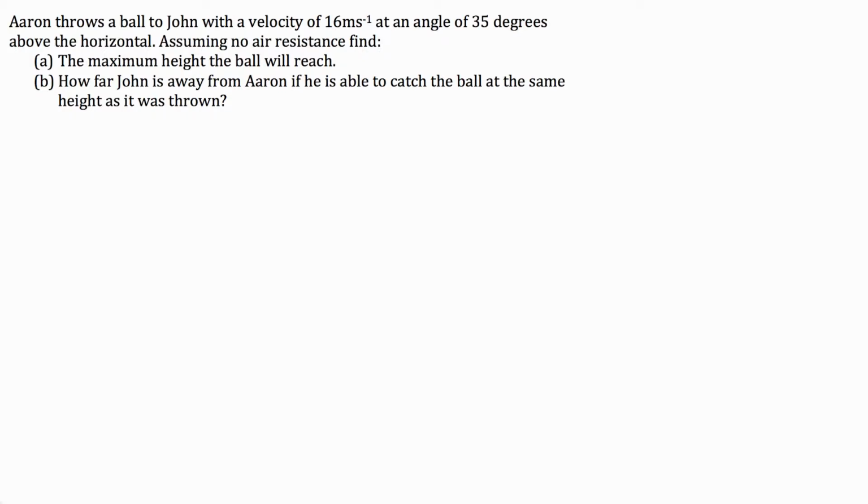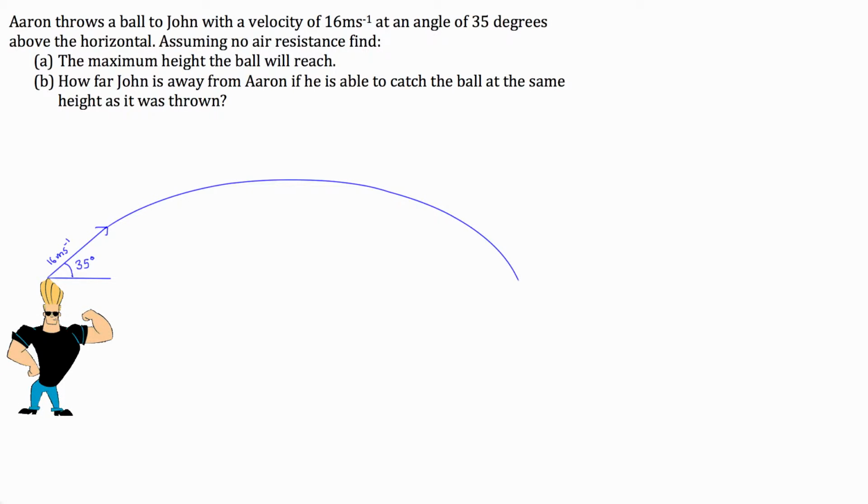Now, straight away, the first thing you've got to do when you get presented with a question like this is draw the problem out. So I've drawn this out earlier. We've got Aaron. We've got John. And so Aaron throws the ball to John at an angle of 35 degrees and at a speed of 16 meters a second. Okay, now to start with, we have to find A, the maximum height the ball reached.